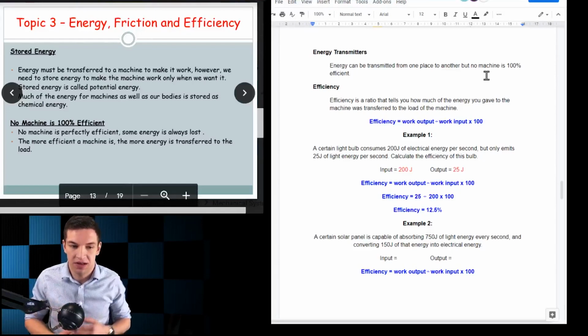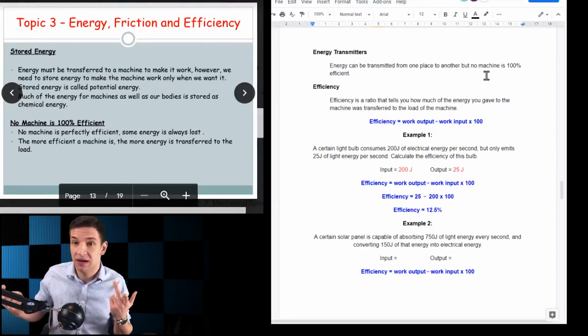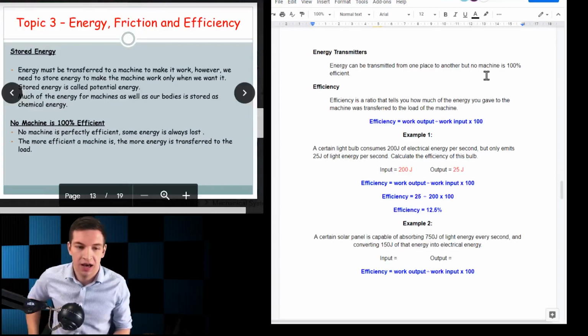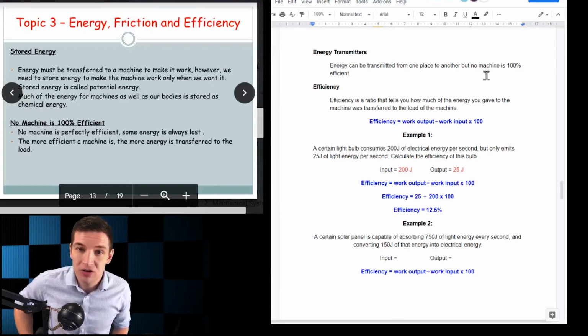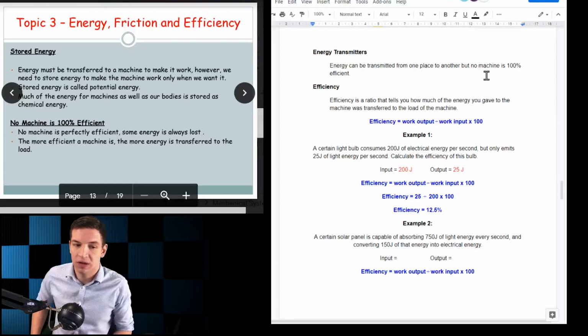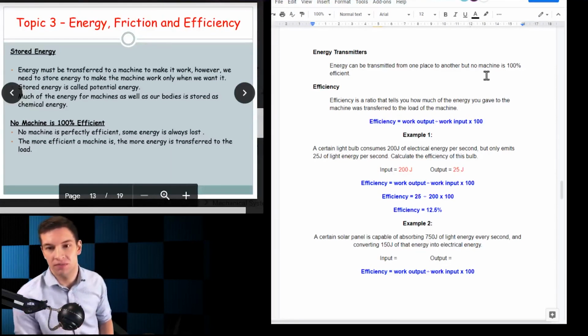So, the example we have here is a certain light bulb, okay? Great light bulb, tremendously great, best light bulb ever. It consumes 200 joules of electrical energy per second. 200 joules of energy per second, okay? Think about that. But it only emits 25 joules of light per second. Calculate the efficiency of this bulb, all right?